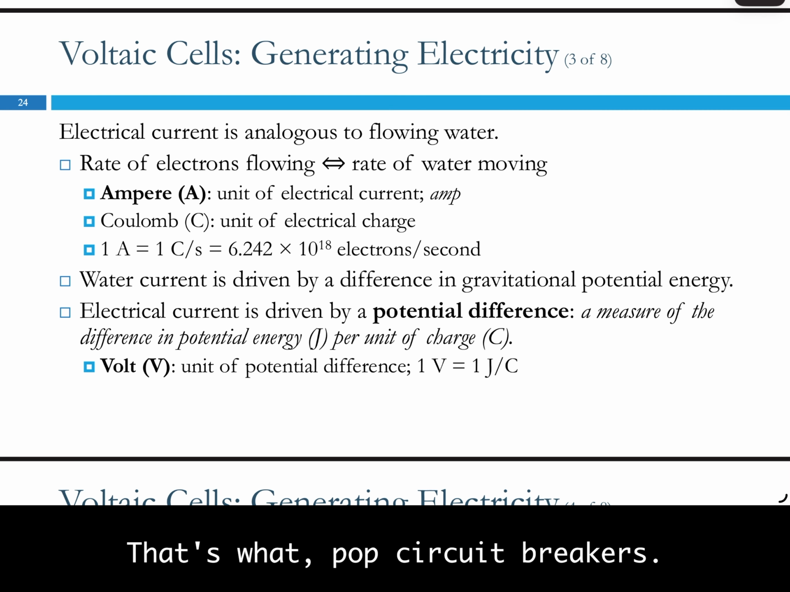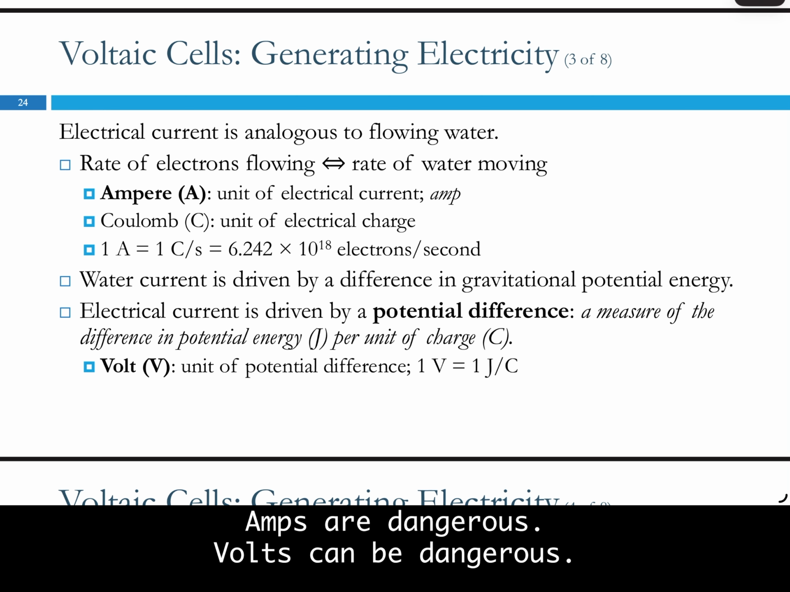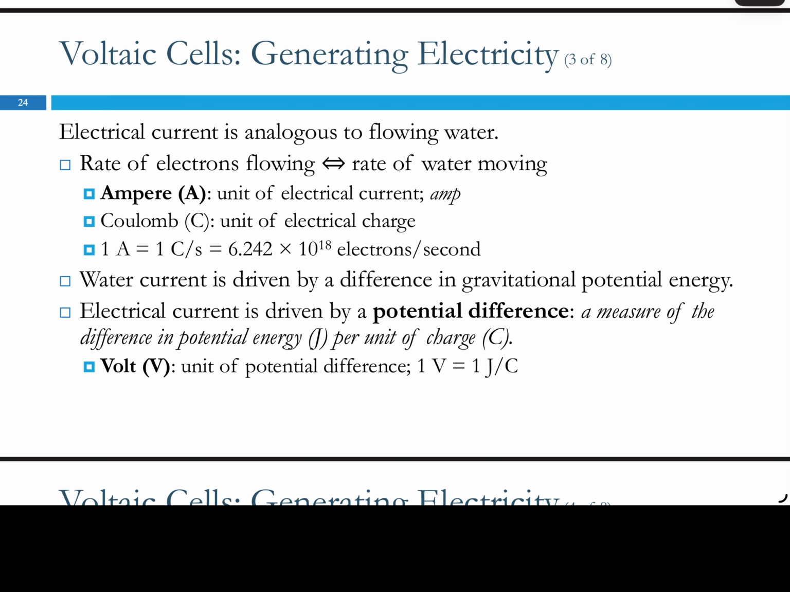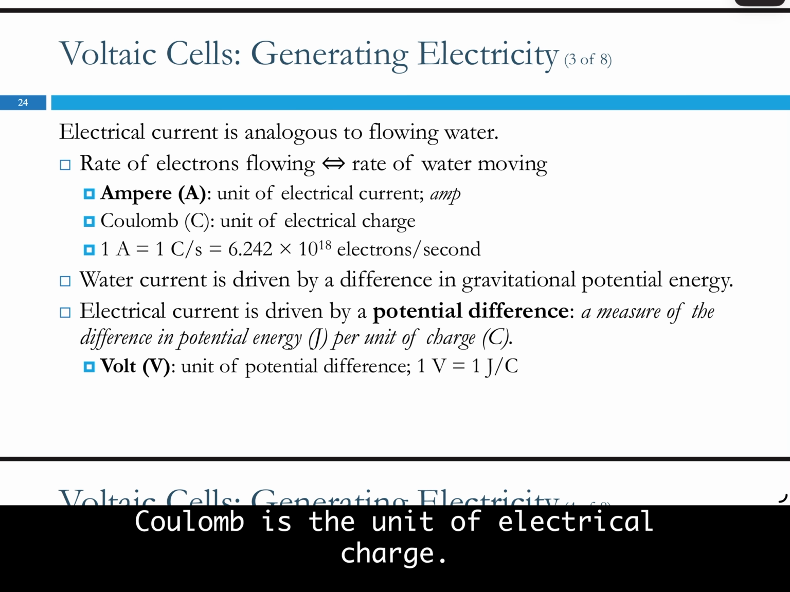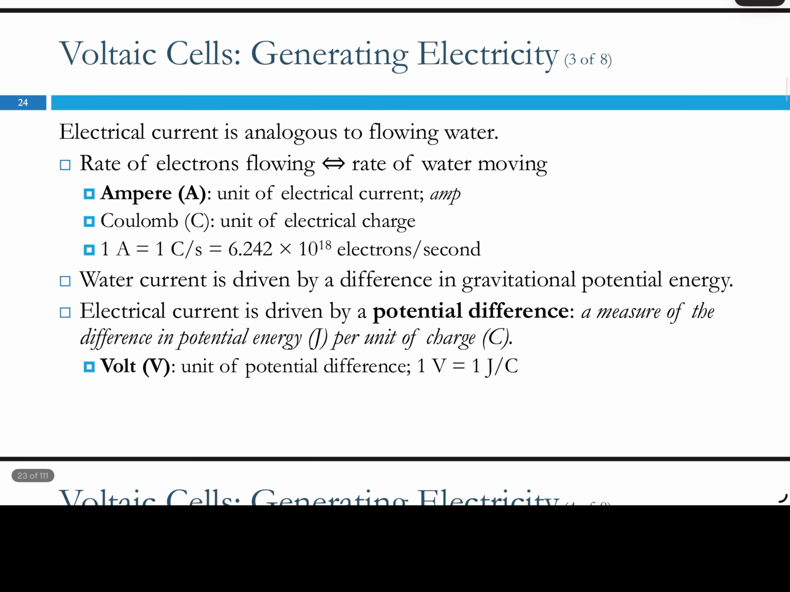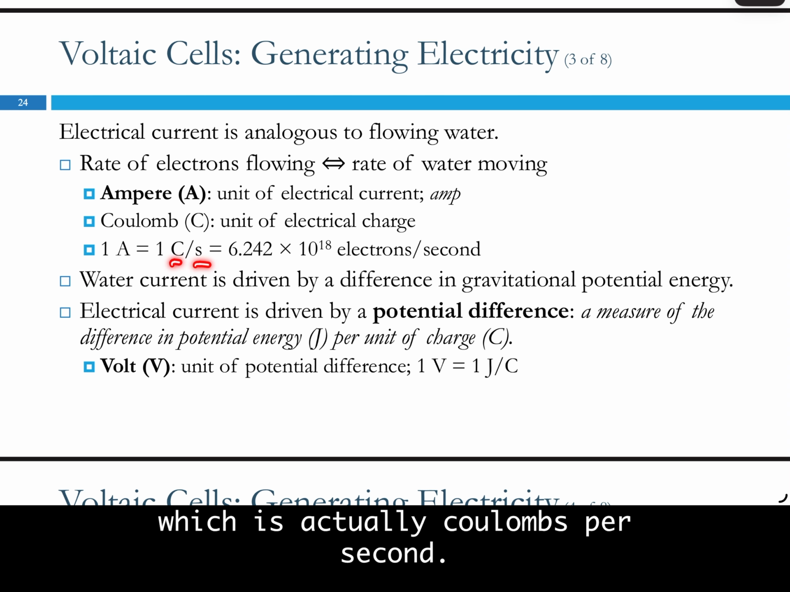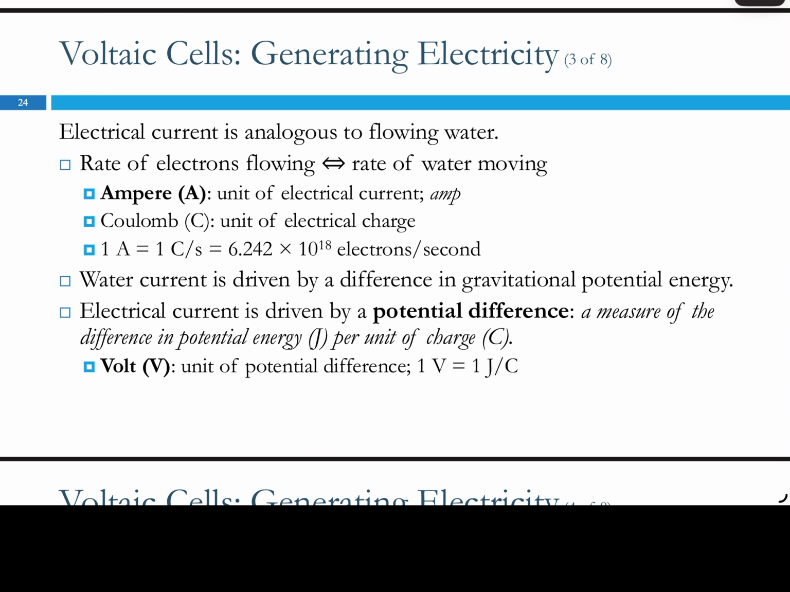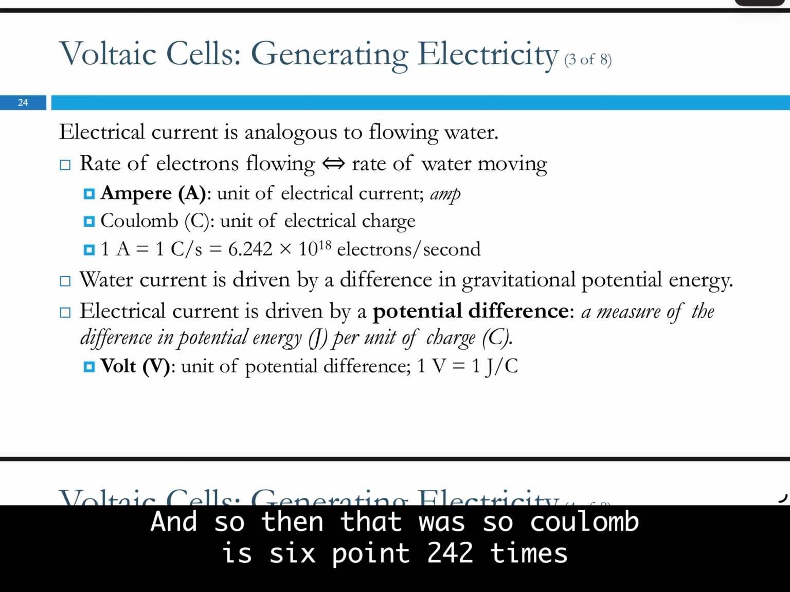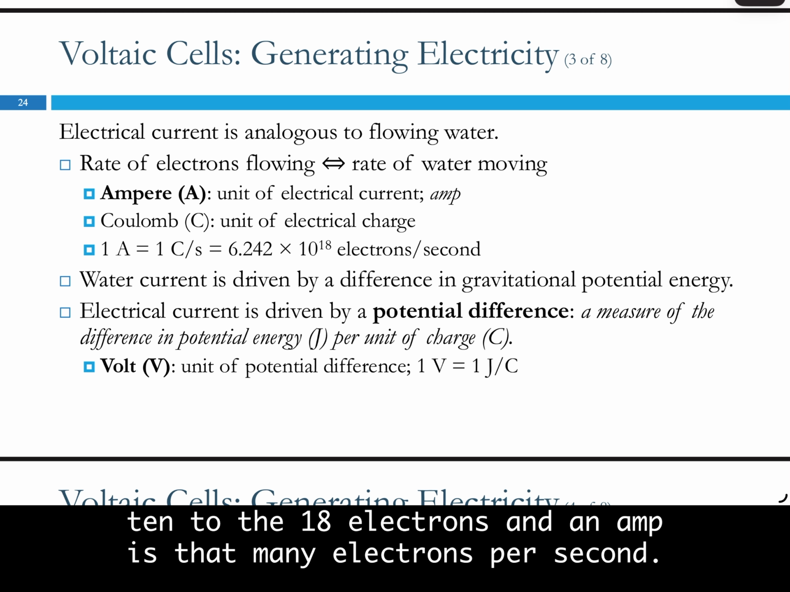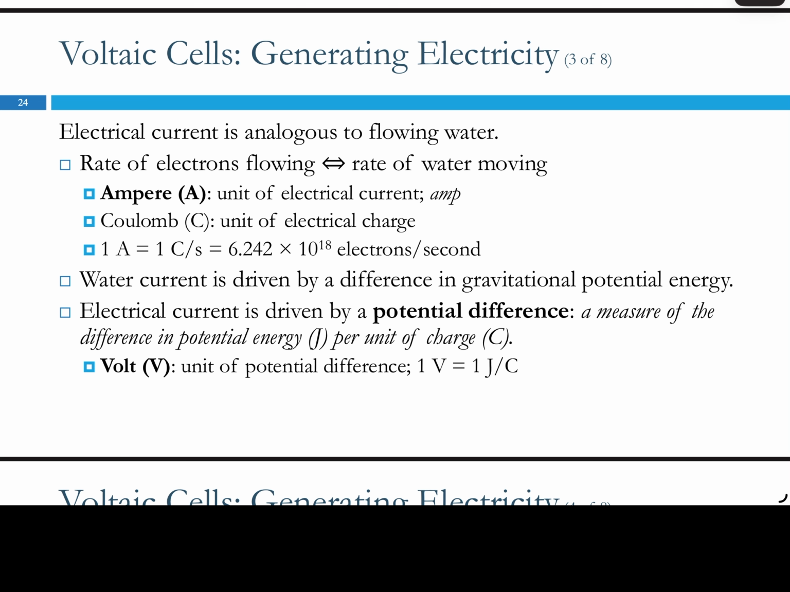That's what pops circuit breakers. Amps are dangerous. Volts can be dangerous. Coulomb is the unit of electrical charge. And if we look here, we can break down the definition of amp, which is actually coulombs per second. And so a coulomb is 6.242 times 10 to the 18 electrons. And an amp is that many electrons per second.